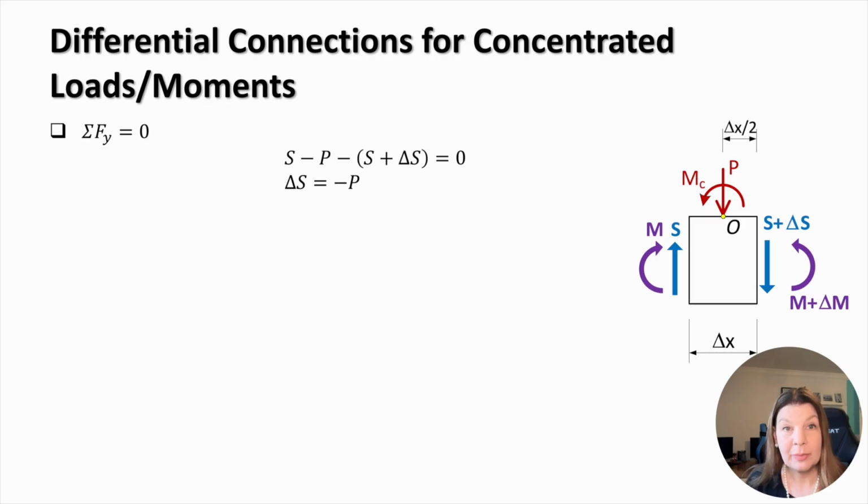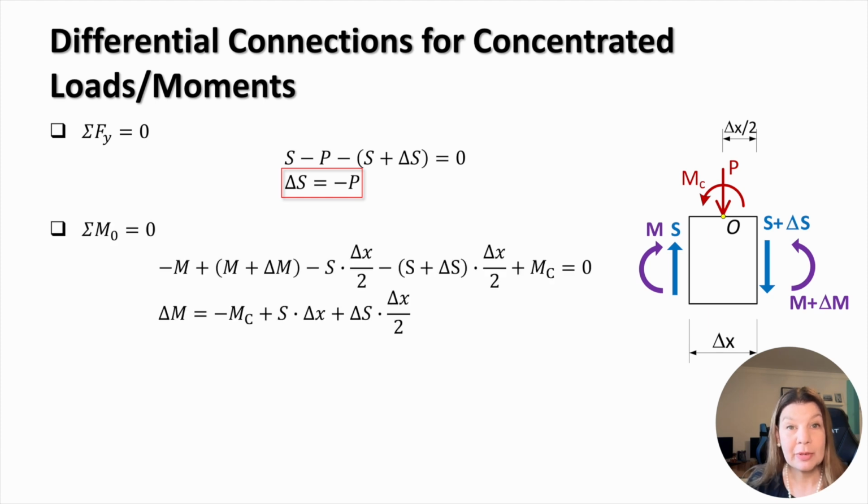First, applying the equilibrium in the vertical direction, the sum of forces in the y direction must equal 0. This gives delta S equals negative P. This relationship shows that a concentrated load causes a sudden jump or change in the shear force diagram. The magnitude of the jump is equal to the applied load, while the sign depends on the chosen sign convention.